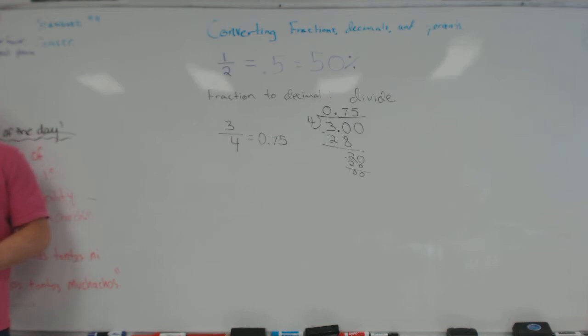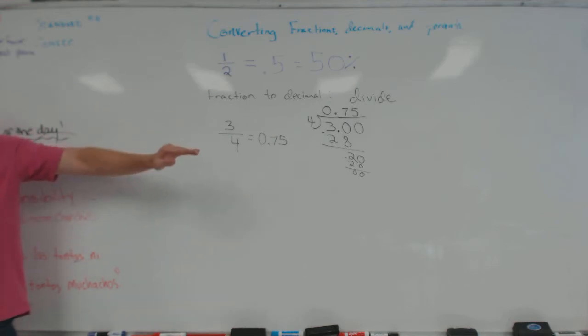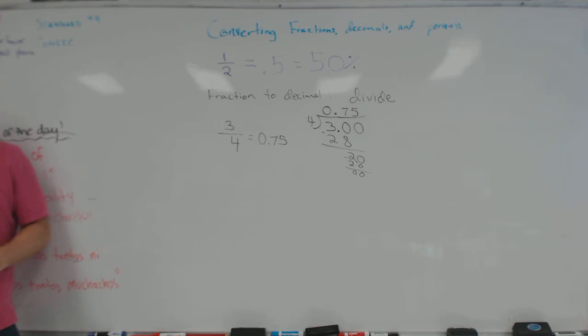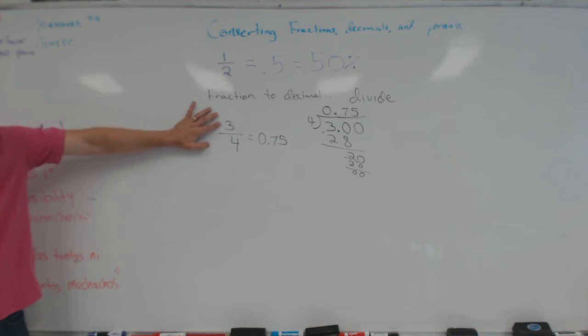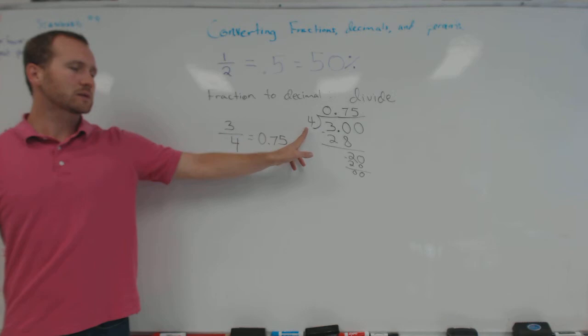So all you're doing is dividing your numerator by your denominator. That's what sometimes people get mixed up on. You always divide this number divided by. So think of this fraction line as meaning divided by. 3 divided by 4. The 3 goes here, the 4 goes here.